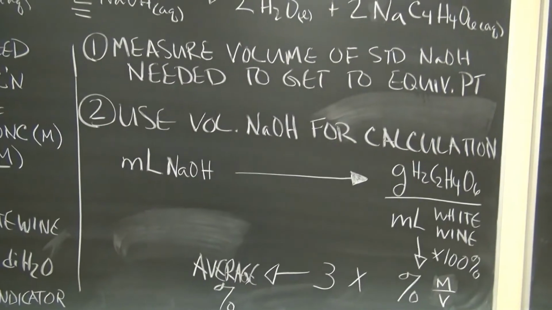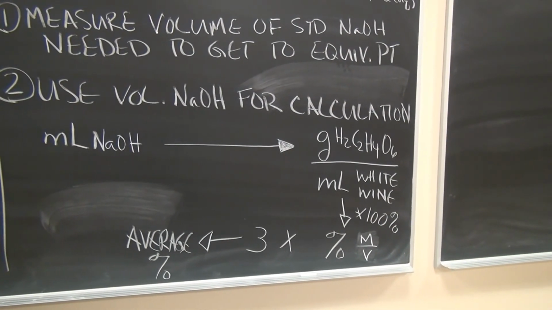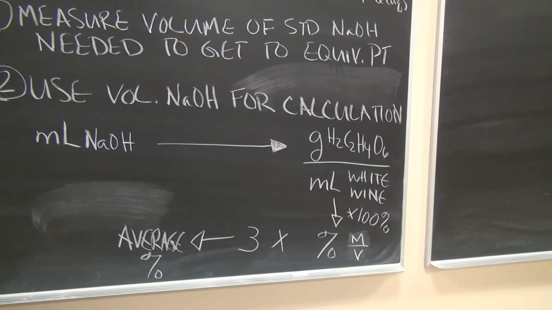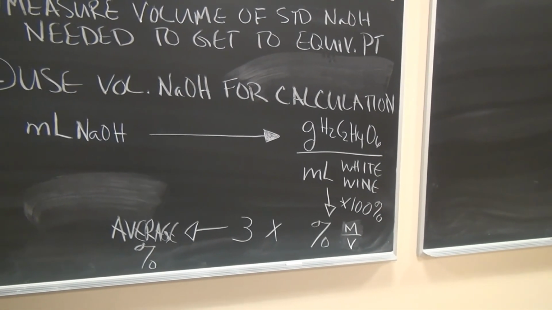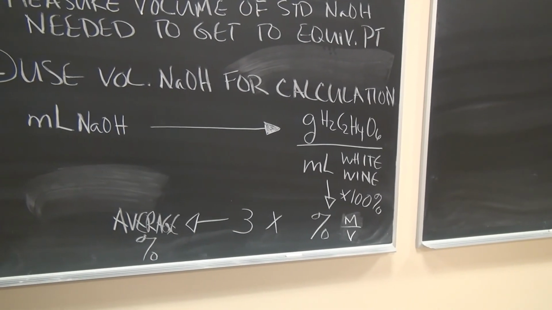Okay, so now you've got your volumes. You have your molarity of sodium hydroxide. You're going to convert to grams of tartaric acid per milliliters of wine. Multiply that by 100% to give you your mass percent. Okay? Please let me know if you have any questions.